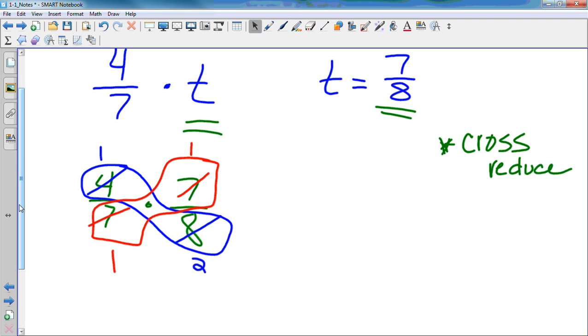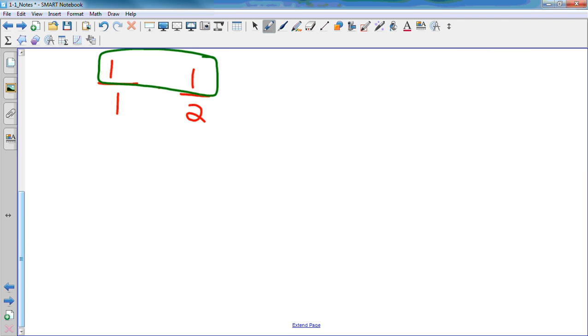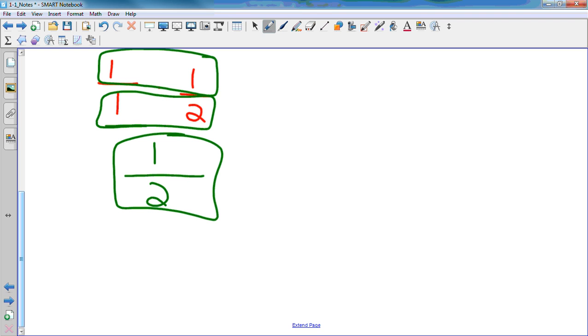Now, I have to multiply straight across. So I'm left with 1 over 1 times 1 over 2. Isn't that much easier than 4 times 7 and 7 times 8? I'd say so. Okay? So let's go ahead and do that. I have 1 times 1, no equal sign yet. Okay, 1 times 1 is 1, and 1 times 2 is 2. My answer, 1/2.